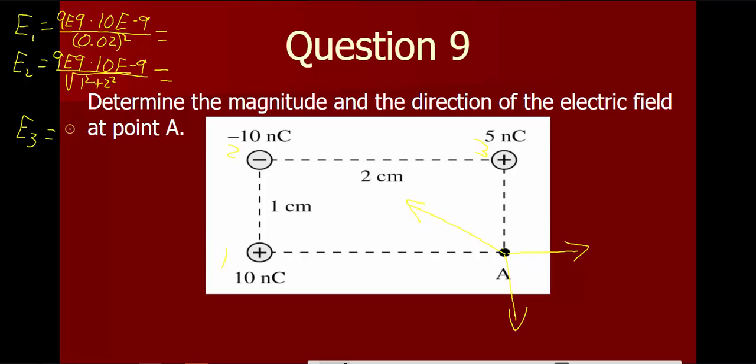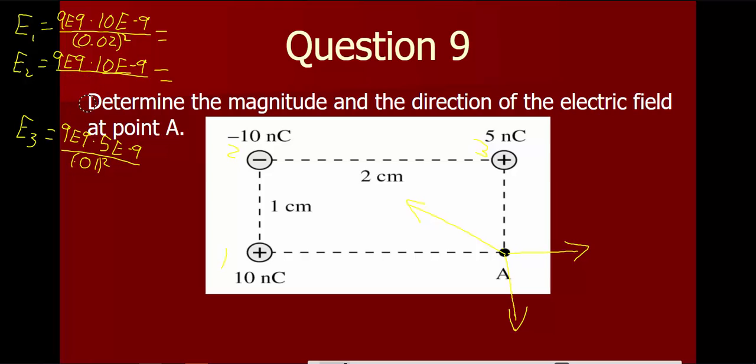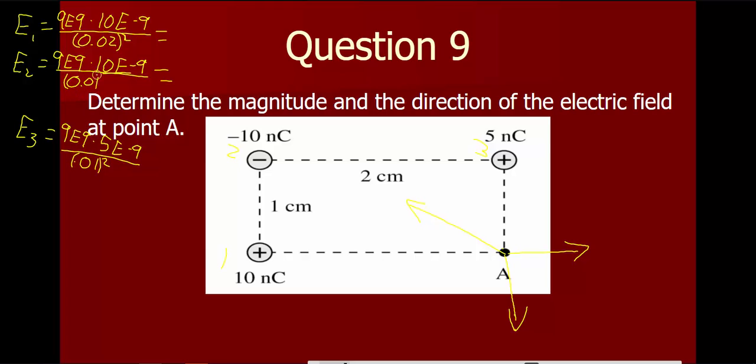And then the third one, I mean 9 e to the 9th times 5 e to the negative 9th over, that was 1 centimeter, so 0.01 squared. Actually, I don't even need to write the square root because I ended up squaring it. So that should be 0.01 squared plus 0.02 squared. Okay, so do y'all have any numbers?